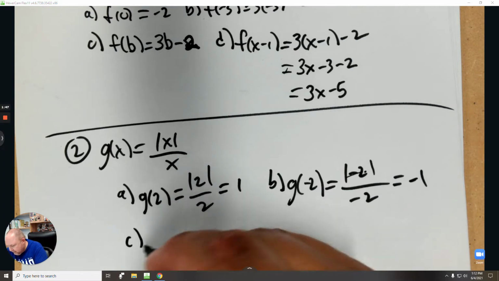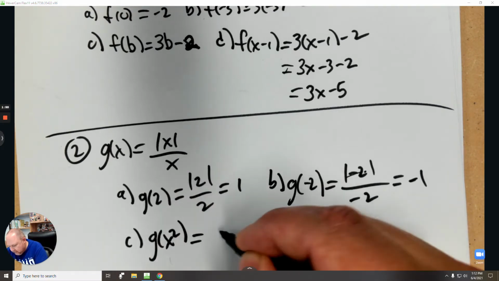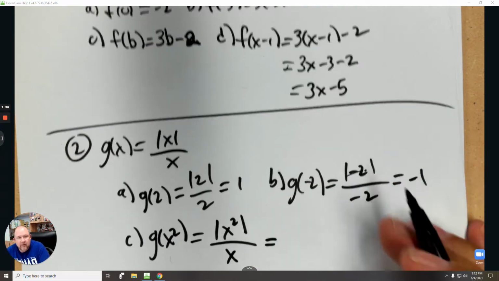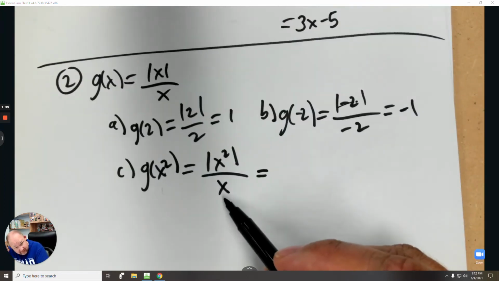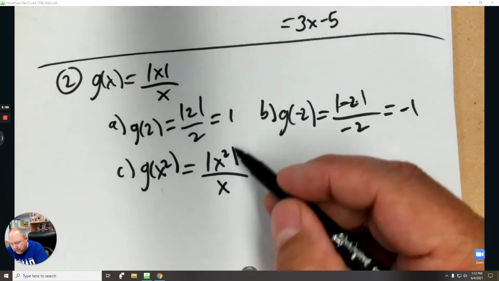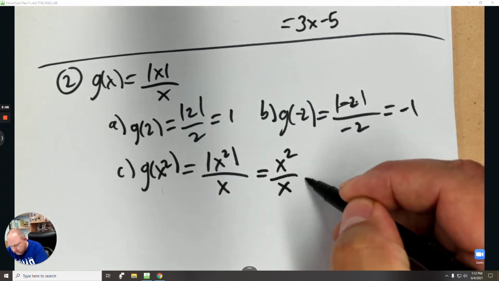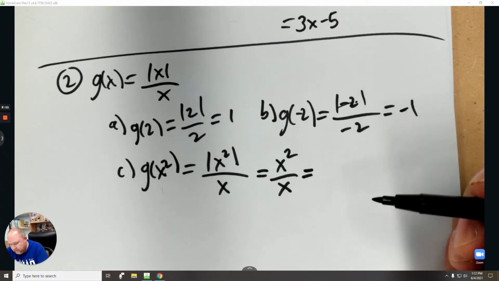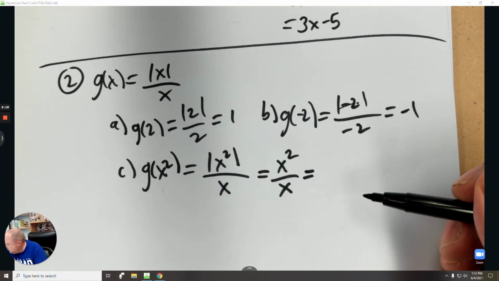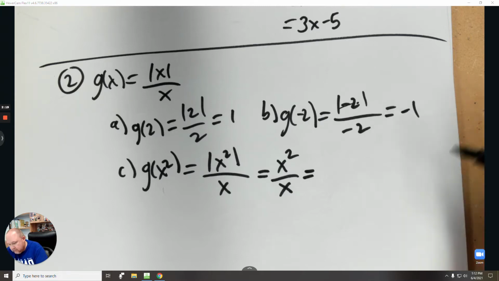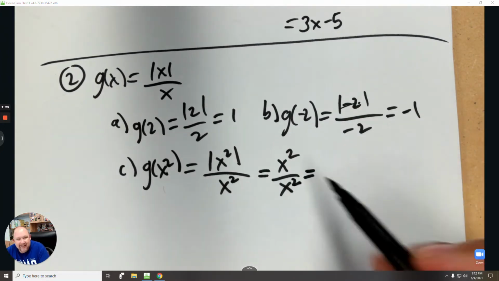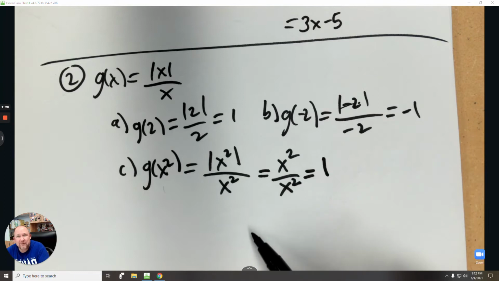And then, just for fun, evaluate at x squared. Whenever you square a number, it's always positive, unless it's 0, but even there. So these bars actually are not needed, and then you could actually simplify this all the way down to g at x squared. Oh, haha, that should be x squared, right? And then you can simplify this to 1. I was trying to figure out what was happening there. Number 3.